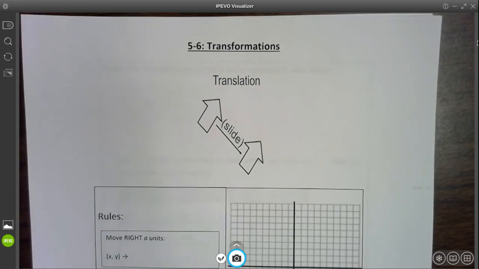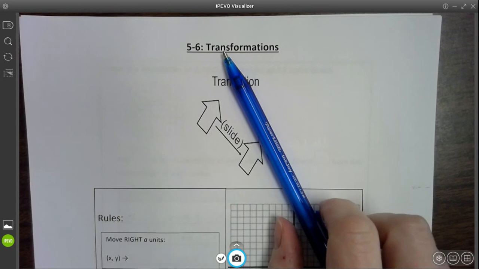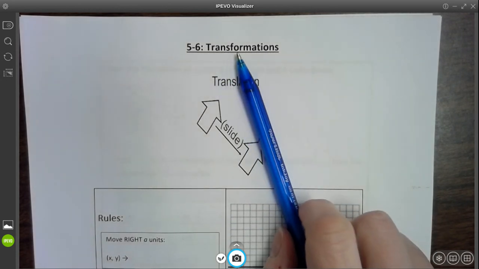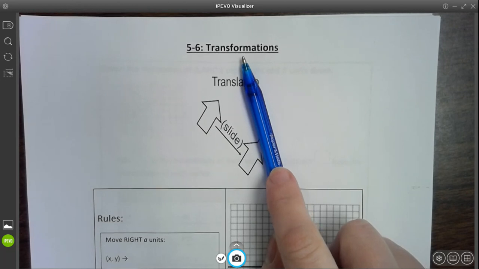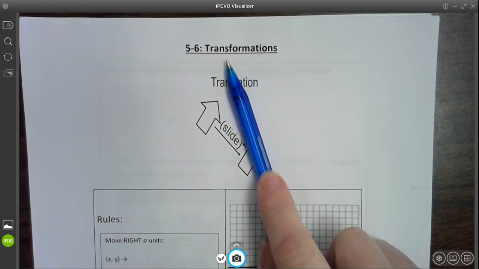Okay, hello, this is 5-6. Now we are going to spend 3 days on 5-6 going over each of the 3 different types of transformations. So a transformation, if you think about a transformer like Optimus Prime, a transformation is a change, right? So it's something that changes a figure.